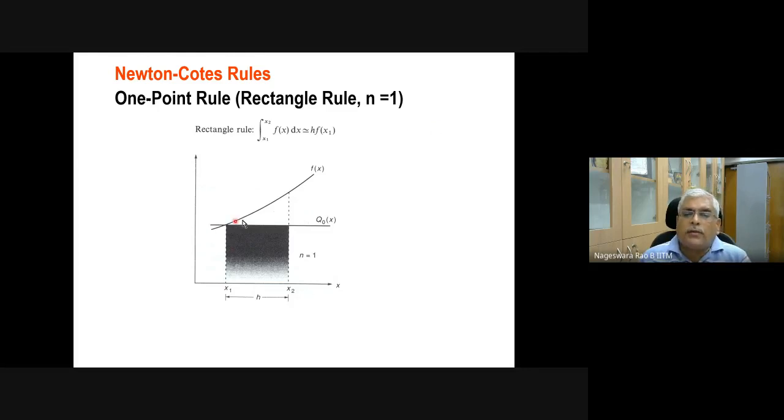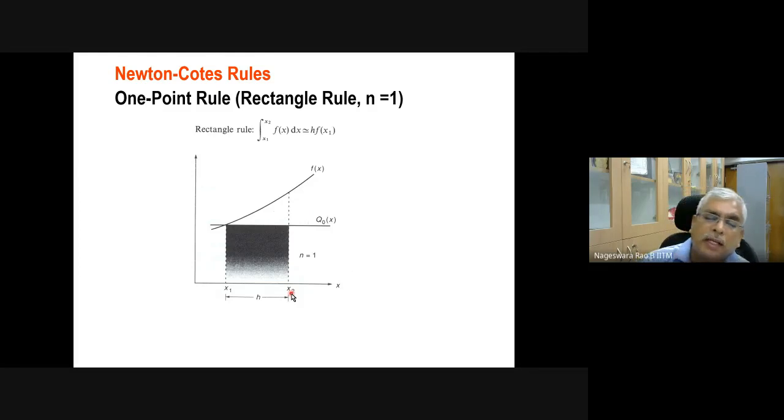I have this curve f(x). I have a nonlinear function, and that nonlinear function is plotted. That is this f(x). I want to find the area under this curve between 2 points.